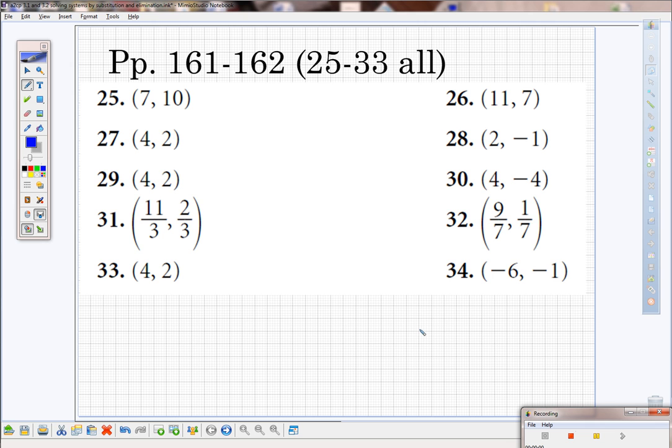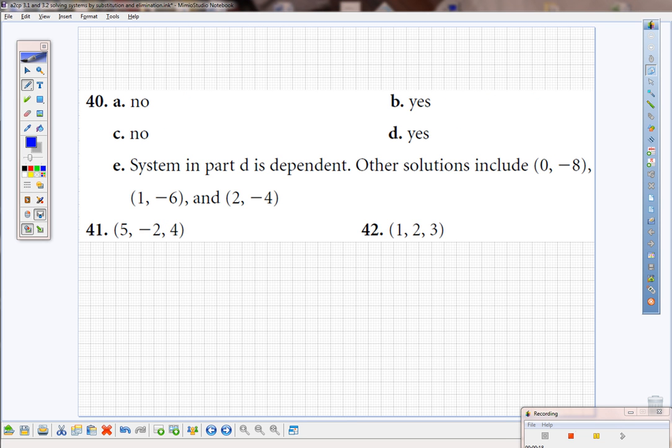For those of you who might have been absent today or didn't get enough time to check last night's homework, you could pause right now to check 25 to 33 all. You also had 40 and 42 to complete. So you could pause right now in order to do that.